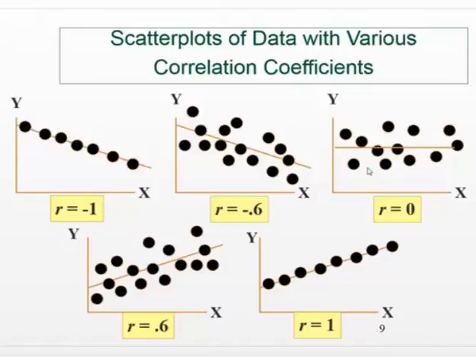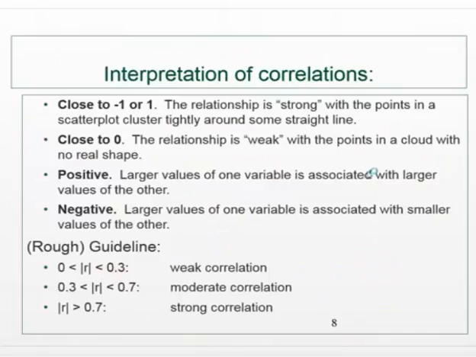Okay. So going back to the previous slide. To review. Okay, -1 or 1, close to -1 or 1, then you have a strong relationship between the x and y variables. Close to 0, then no relationship. And so positive, when one goes up, the other goes up. And negative, then it does the opposite. So roughly, okay, the guideline.